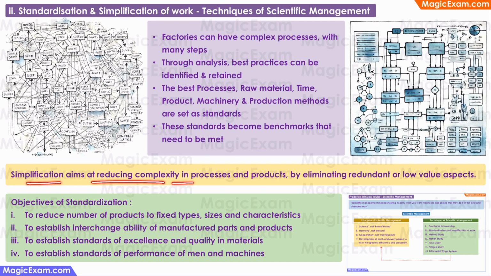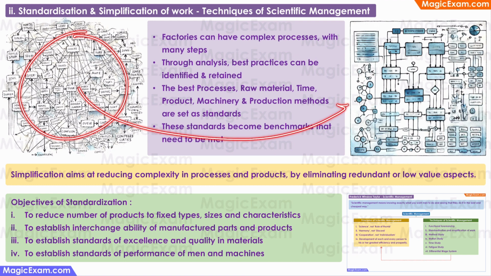Simplification means reducing the complexity in products and processes. Suppose there are 50 steps in the production process. Simplification means reducing the number of steps. Suppose a factory makes 10 different products. Simplification could mean eliminating the least profitable products and retaining the most profitable ones.